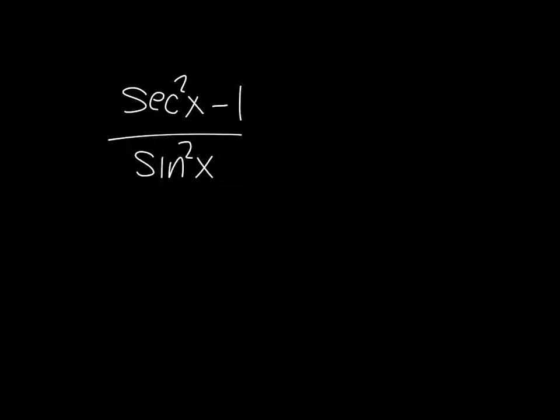All right, let's see, we've got secant squared x minus 1 over sine squared x. Anytime you see the squareds, you should automatically be thinking, I bet there's a Pythagorean identity I can use. So the Pythagorean identity here is on the top, we have secant squared x minus 1. Well, remember we have 1 plus tangent squared x. I feel like we've used this a couple times already.